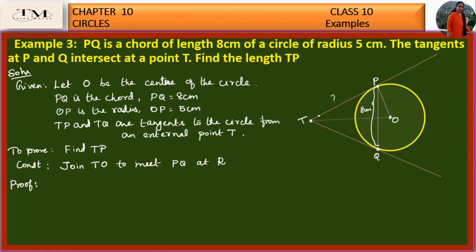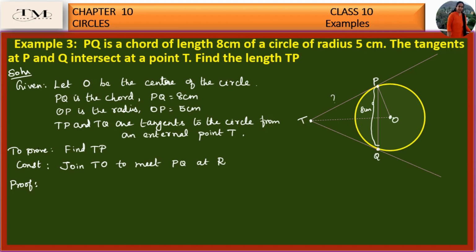So at P and Q, there are tangents. It intersects at a point T. We have to find out the length of TP. Okay. So PQ is a chord and its value is 8 cm, and OP.